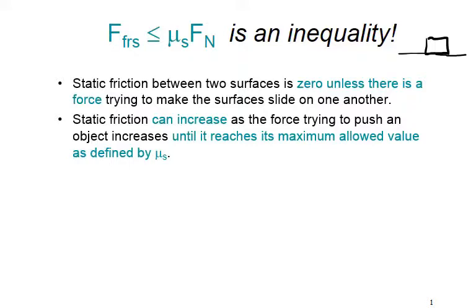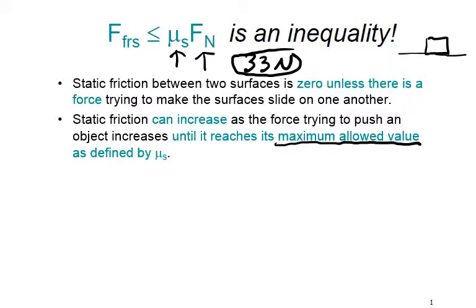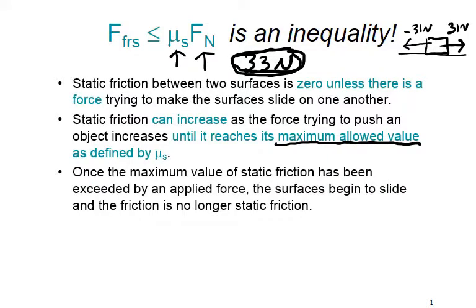And static friction can increase as the force trying to push an object increases until it reaches the maximum allowed value. And so once you reach the maximum amount, the coefficient of static friction times the normal force, whatever value that is, let's say it's 33 newtons. You can push on something. Let's say you push on something with 31 newtons. It's not going to move. The 31 newtons this way, you're going to be opposed by static friction at negative 31 newtons. But as soon as you go over 33 newtons, the object's going to start to move. And that's the point at which the surfaces begin to slide. So once you exceed whatever the static friction is, it's going to start to move.